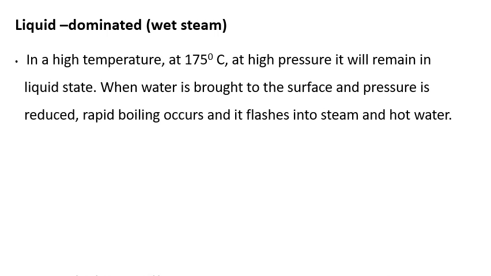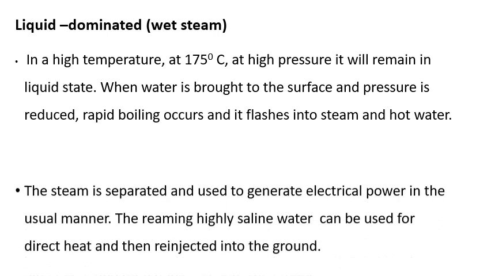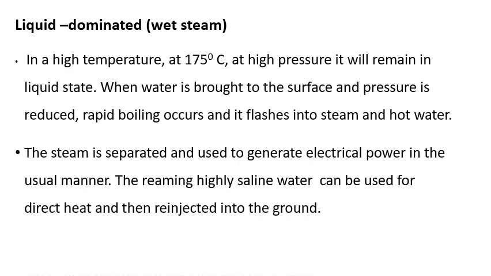Let us see what is a liquid dominated or a wet steam geothermal system. At a high temperature of around 175 degrees centigrade and high pressure, it will remain in a liquid state. When water is brought to the surface and pressure is reduced, rapid boiling occurs and it flashes into steam and hot water. The steam is separated and used to generate electric power in the usual manner. The remaining highly saline water can be used for direct heat and then re-injected into the ground.